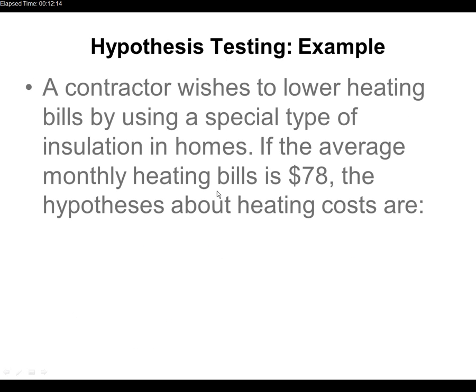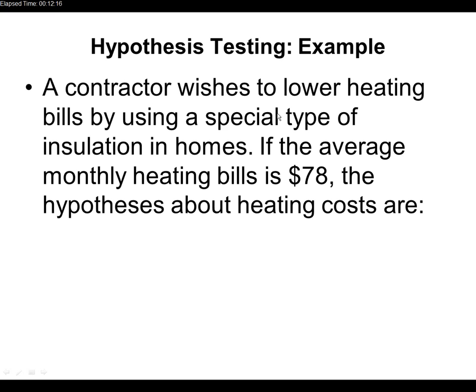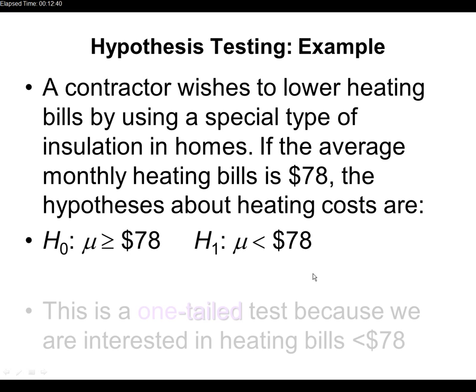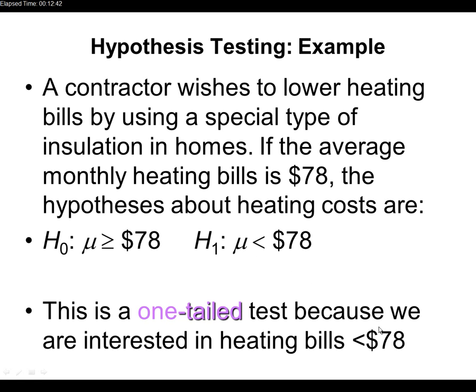Here's another example. A contractor wants to lower heating bills by using a special type of insulation in homes. If the average monthly heating bill is $78, the hypotheses about heating cost are, come on, you tell me what they are. What's the null hypothesis? The null hypothesis is that the mean is going to be greater than or equal to $78, and the alternative hypothesis is that the mean is going to be less than $78. Okay, and this is a one-tailed test because we're only interested in reducing the bills.